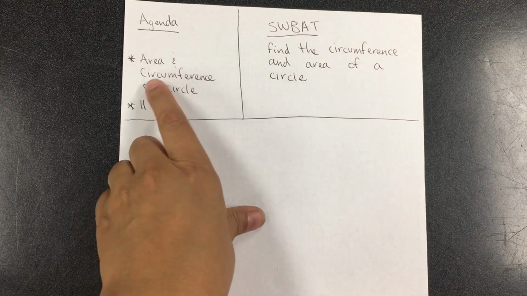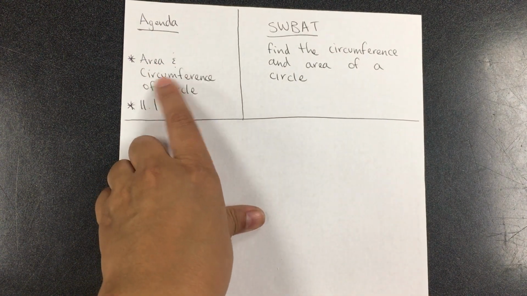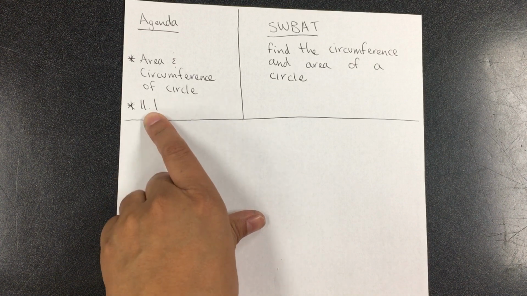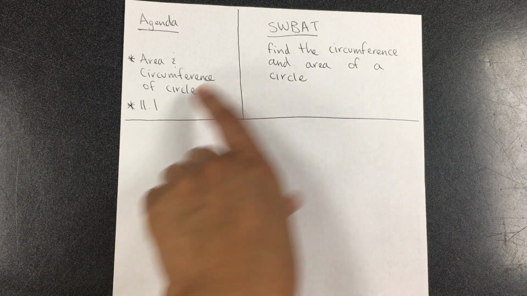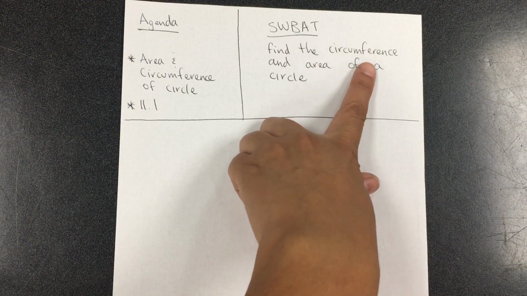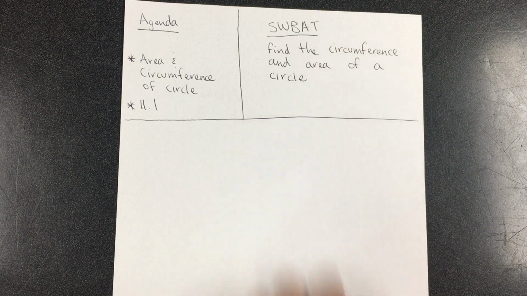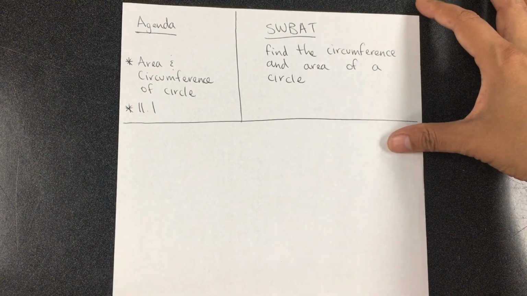Hello students, today's agenda is to learn about the area and circumference of a circle, and you will be able to work on 11.1. Today students will be able to find the circumference and area of a circle. But before we start with that, what I would like for you to understand is where does the formula for circumference and for area come from?